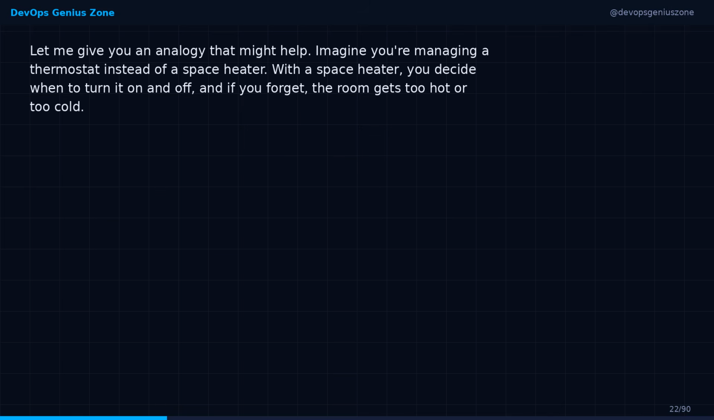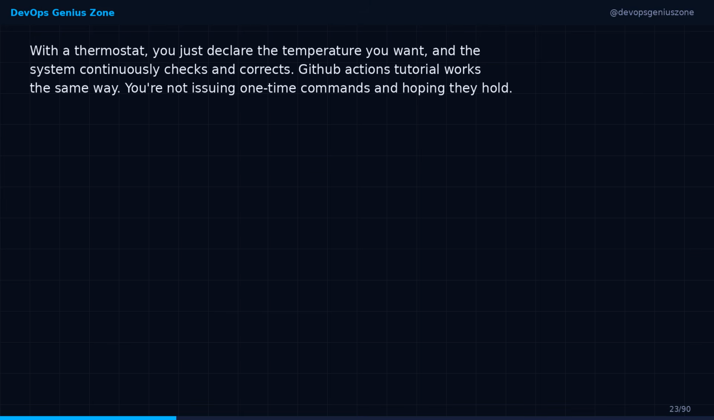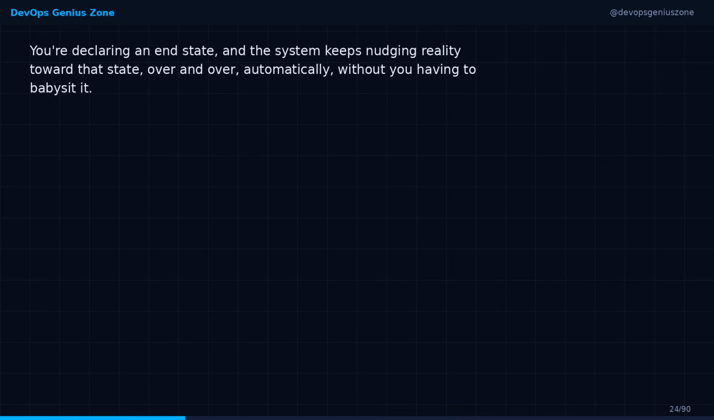With a thermostat, you just declare the temperature you want, and the system continuously checks and corrects. GitHub Actions tutorial works the same way. You're not issuing one-time commands and hoping they hold. You're declaring an end state, and the system keeps nudging reality toward that state, over and over, automatically, without you having to babysit it.